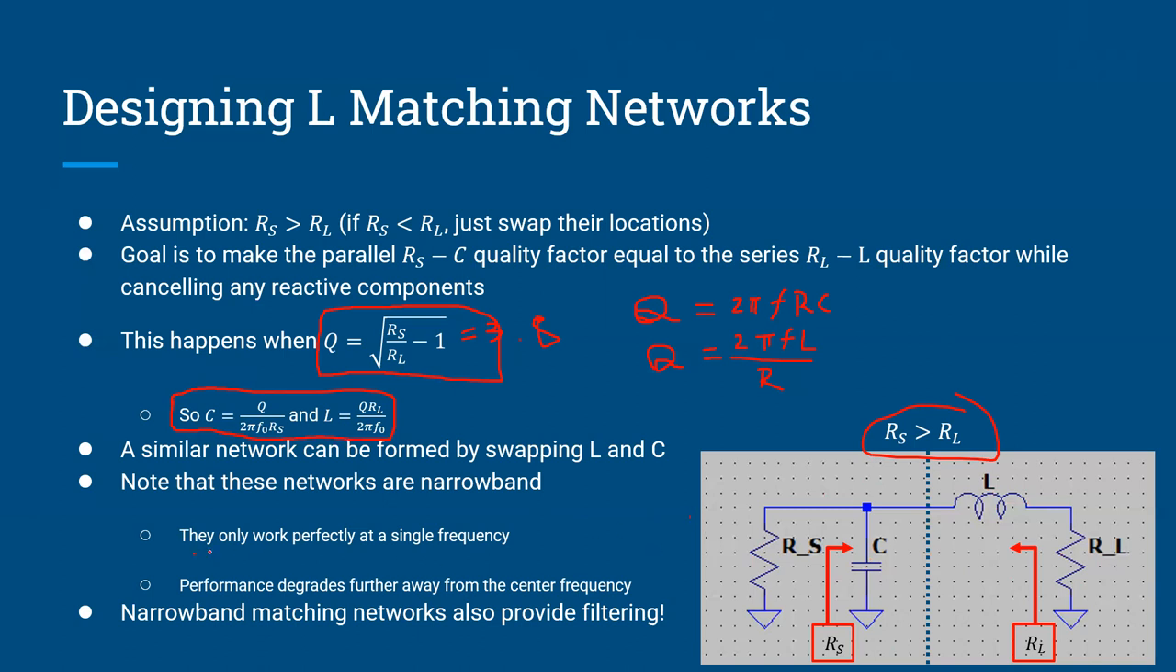But the key thing here is that this only works at a single frequency. And that's why we have this frequency term in these equations. But the other advantage of this approach is you'll notice that this kind of looks like a low-pass filter, right? Like an LC low-pass filter. And that's exactly what it does. So what this ends up doing is filtering out some of the higher harmonics in the output. And so that makes the output look more sinusoidal, and that's a good thing, usually.